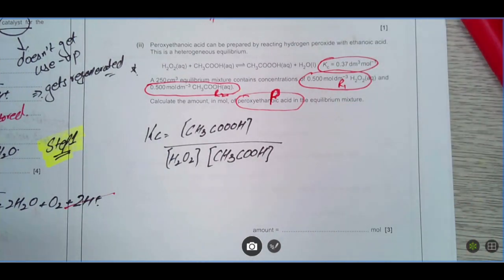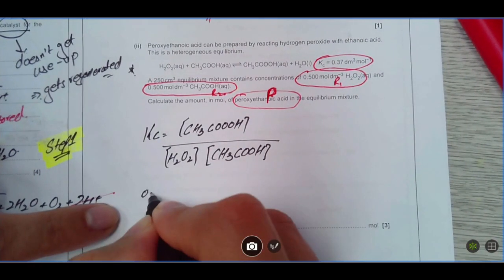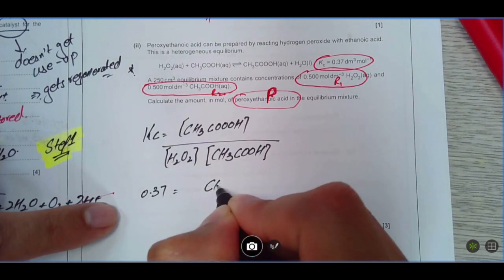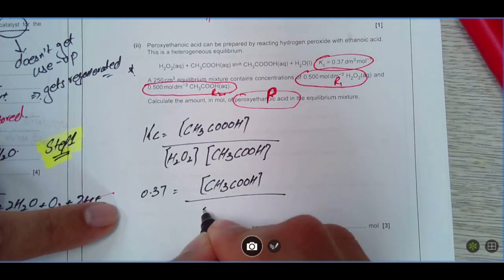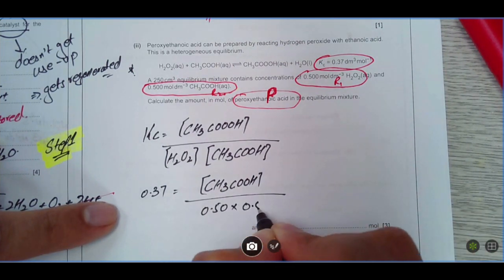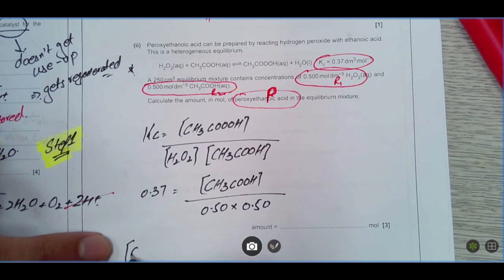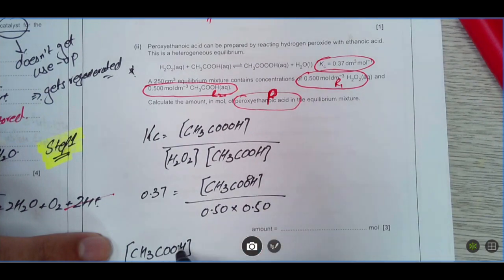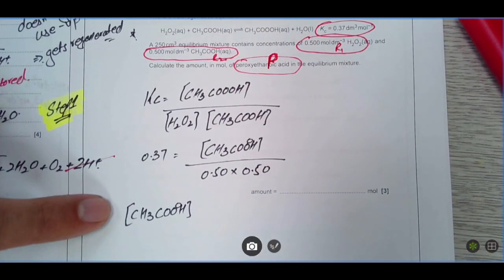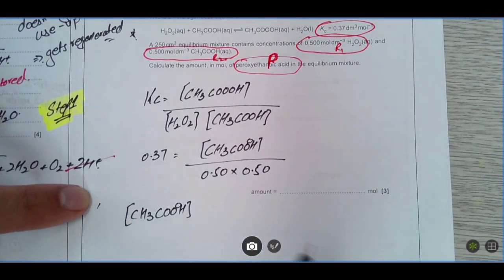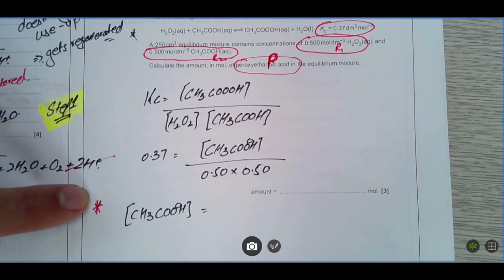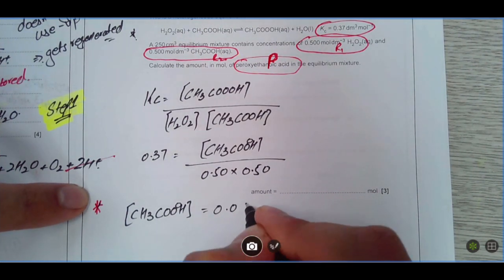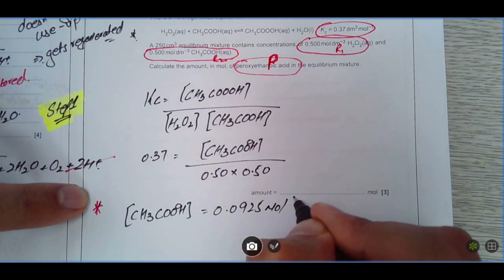So we just have to plug in the values now. This will be 0.37 equals the concentration of the product over 0.50 times 0.5. And from here, we'll end up with a concentration of C≡OH that will be equal to 0.0925 mole per dm cube.